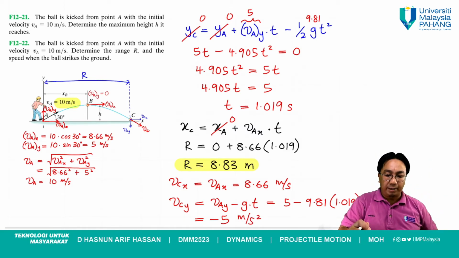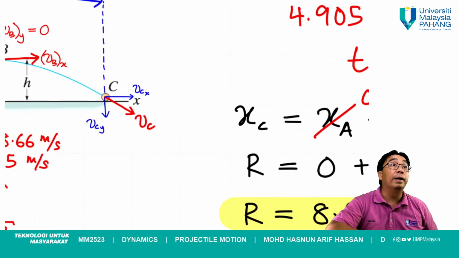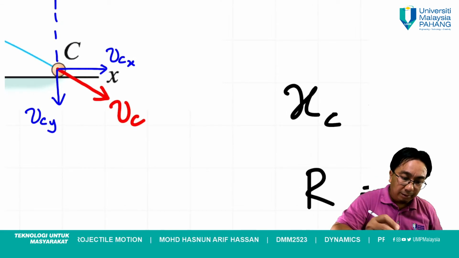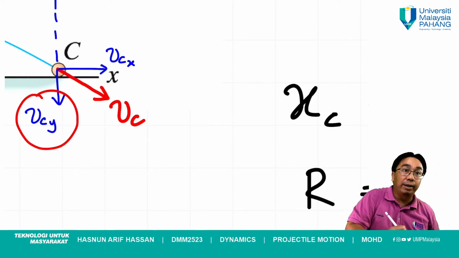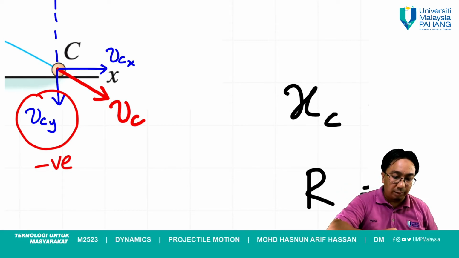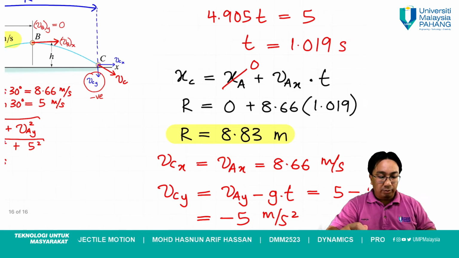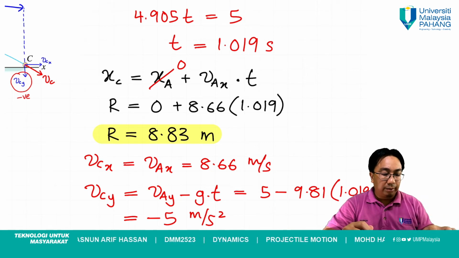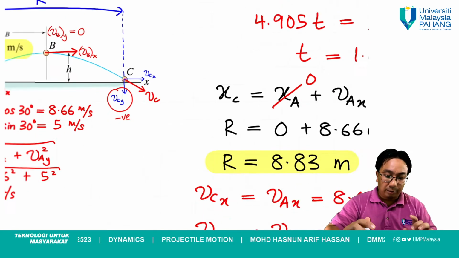Kenapa kita dapat minus? Because this indicates that kita zoom in balik kepada kita punya graph, kita punya direction di sini, kita dapati memang VCY is direction dia pointing downwards. So that's why it is negative lah. Dia pointing down, it is negative. So through the calculation tadi kita dapat VCY is minus 5. So dia correspond dengan kita punya visual ataupun kita punya vector direction di atas ni lah. Okay, so that one is correct.